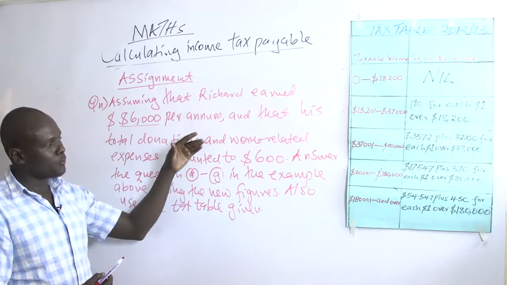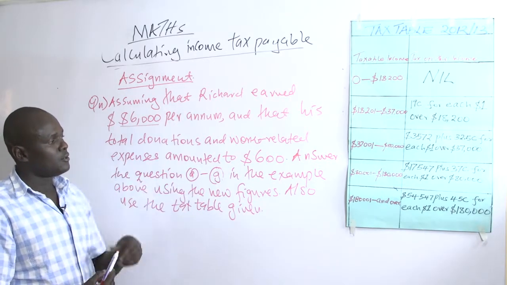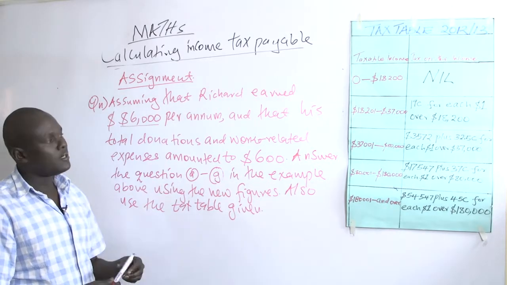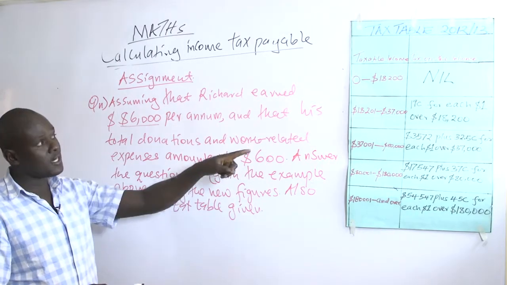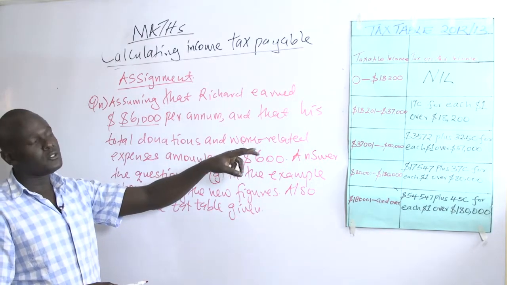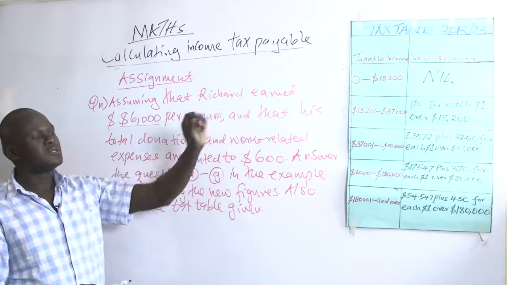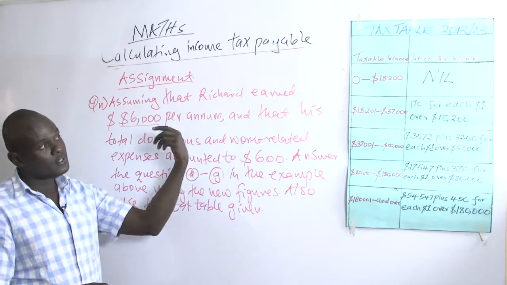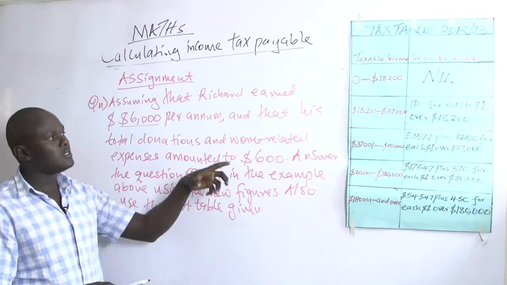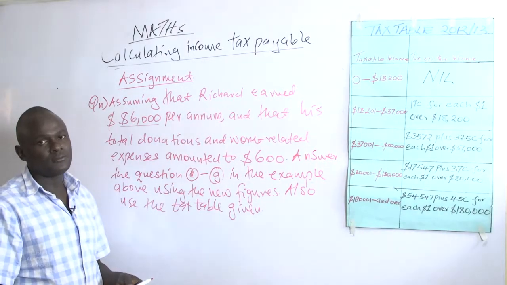So you need to go through the questions as we have just done in that example to answer this question. Remember, the tax table that we are going to use in this question is still the one that I've provided on the board. And it is still the same that we looked at in our previous lesson.